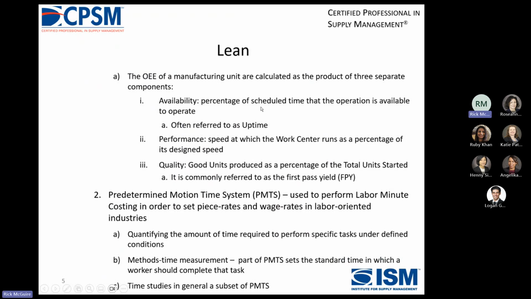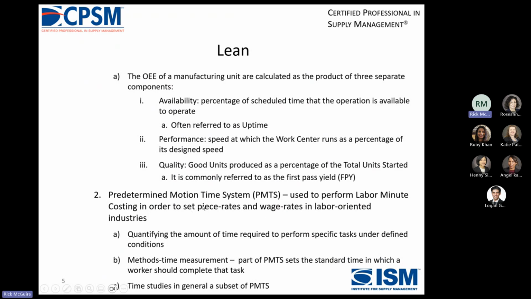Calculated by availability, percentage of scheduled time available to operate. So if you're doing maintenance on your machine, it's not available. Performance, speed at which the center runs, how fast can you make the parts, and the quality of the parts.